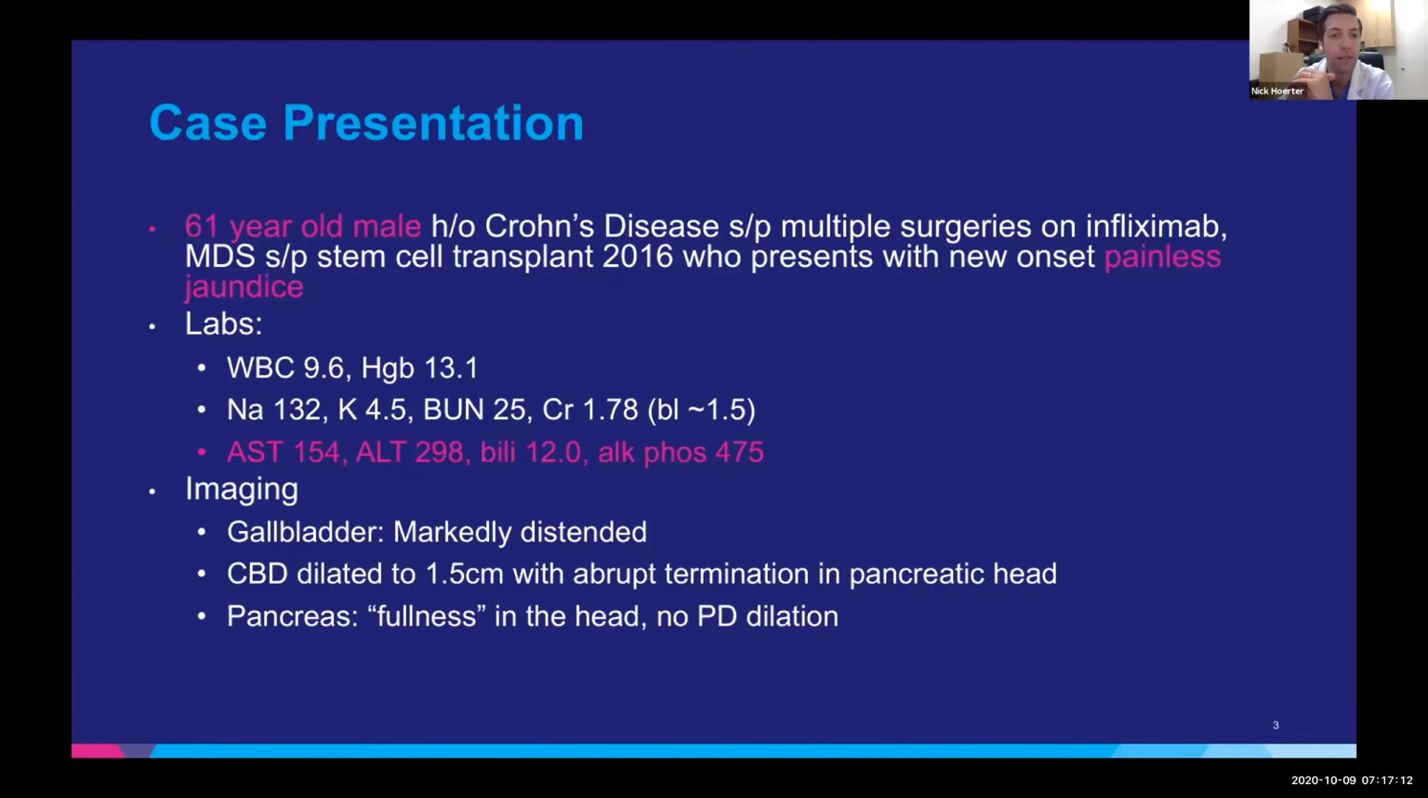On labs, CBC relatively unremarkable. He has a little CKD on his BMP, and his liver enzymes are elevated: AST 154, ALT 298, bilirubin 12, ALK Phos 475. Imaging shows a markedly distended gallbladder, common bile duct dilation to 1.5 centimeters with an abrupt termination in the pancreatic head. And in the pancreas, fullness in the head, no frank mass, no obvious PD dilation in this first imaging. So based on the jaundice and the imaging, he goes for endoscopic ultrasound and ERCP.